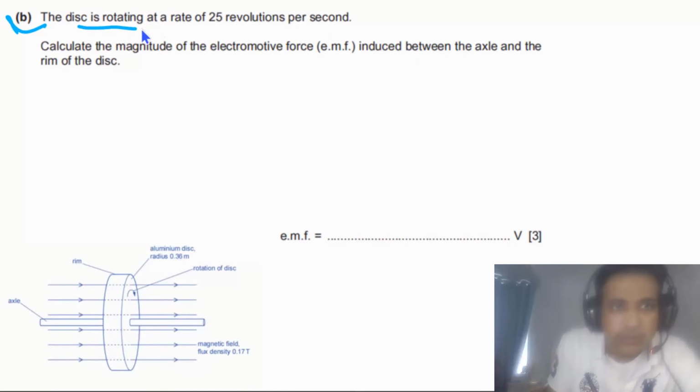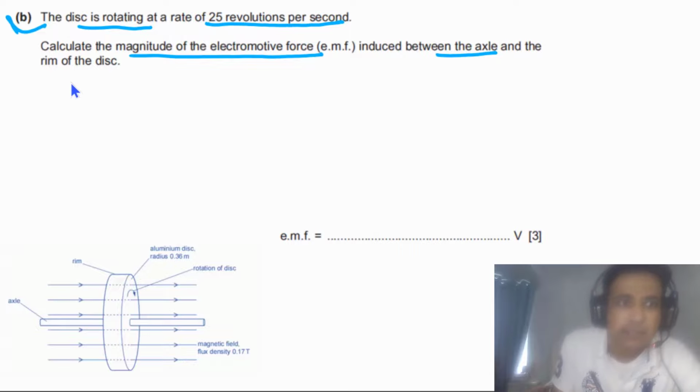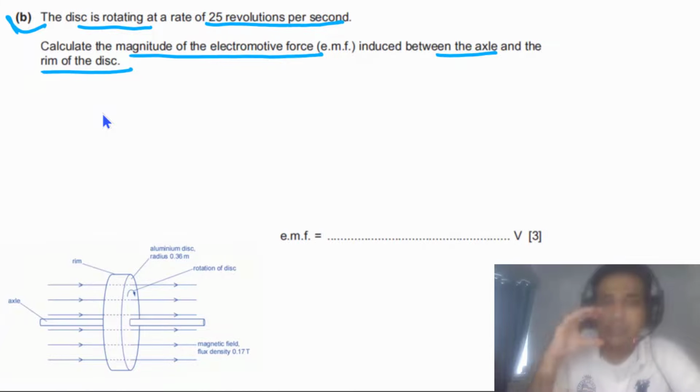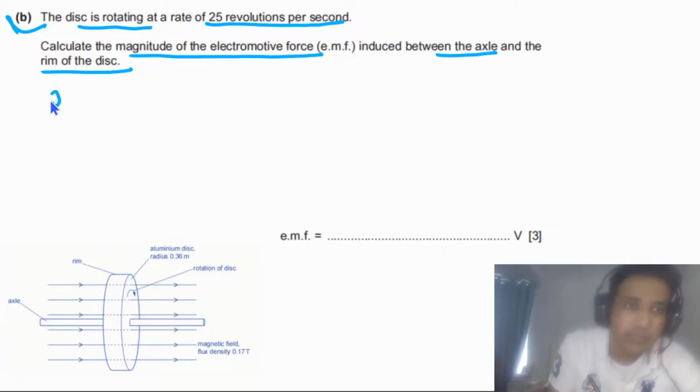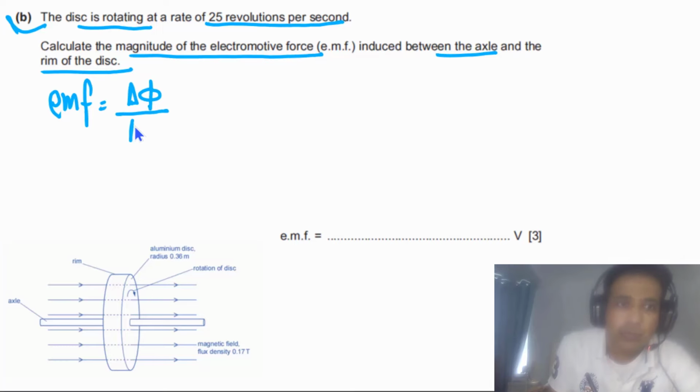Part B says the disk is rotating at a rate of 25 revolutions per second. Calculate the magnitude of the electromotive force induced between the axle and the rim of the disk. In this case, induced EMF is equal to the rate of cutting magnetic flux. It simply means the flux passing through the disk over time taken, and this time taken has to be the time for one complete cycle, meaning when the disk rotates one time.